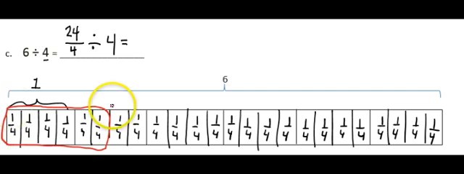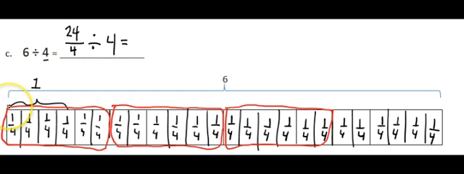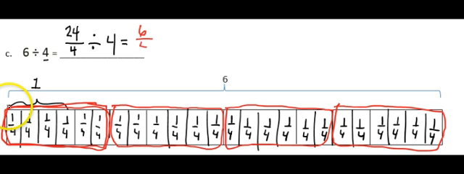There's 1 group, 2 groups, 3 groups, and 4 groups. So I've taken my 24 pieces, I divided them into 4 equal groups. The answer to my question then is how much is in one group? Well, there are 6/4 in one group. So the answer is 6/4. 6 divided by 4 is the same thing as 24/4 divided by 4, which equals 6/4.